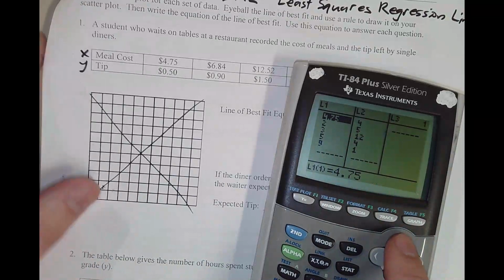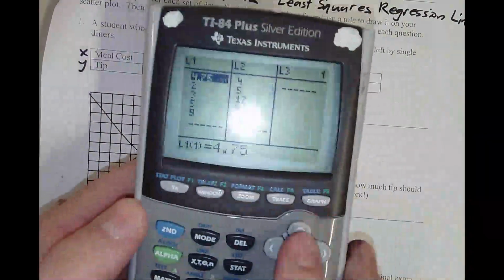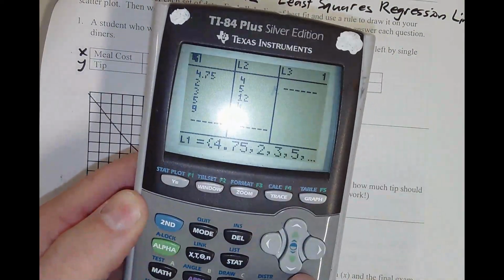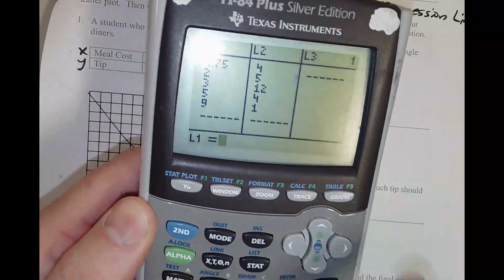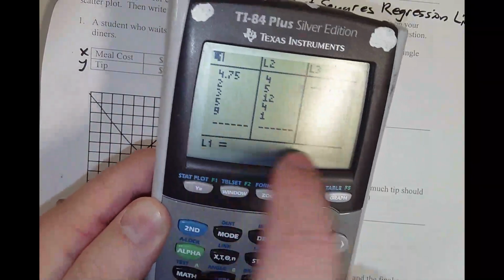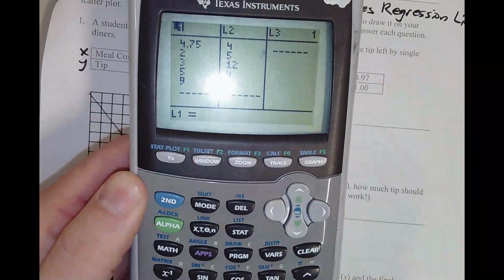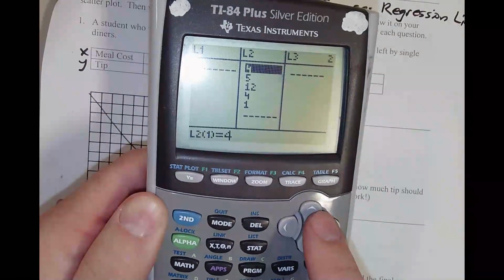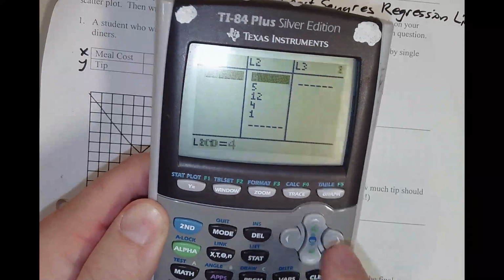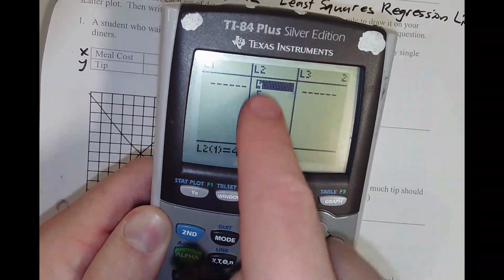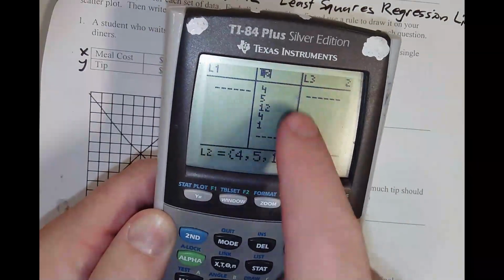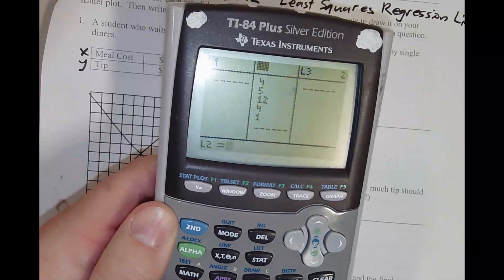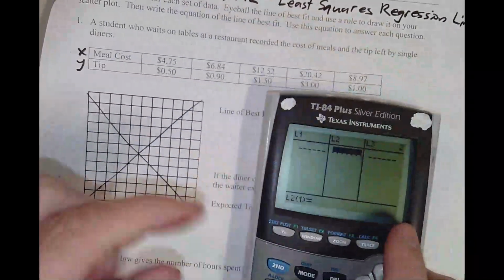How do we do that? Go up to L1. That's the list we want to clear. If you go to where it says L1, you can press clear. It doesn't do anything unless you press enter. Press enter, and you'll notice that it clears the entire list. Now go right to L2 and do the same thing. Go up to where it says L2, press clear and enter to delete everything in the list.